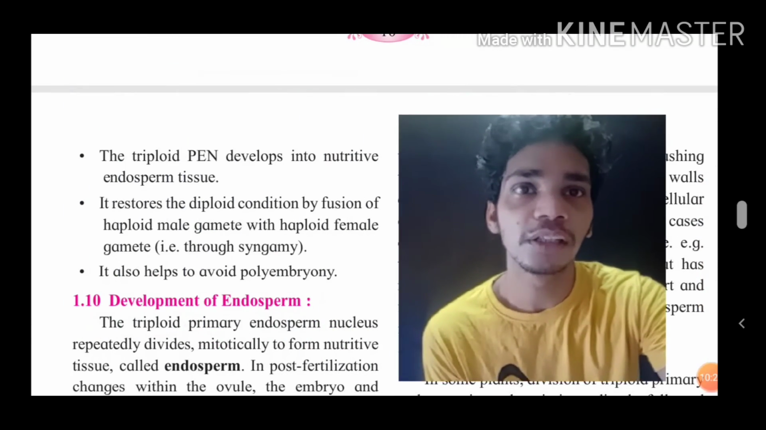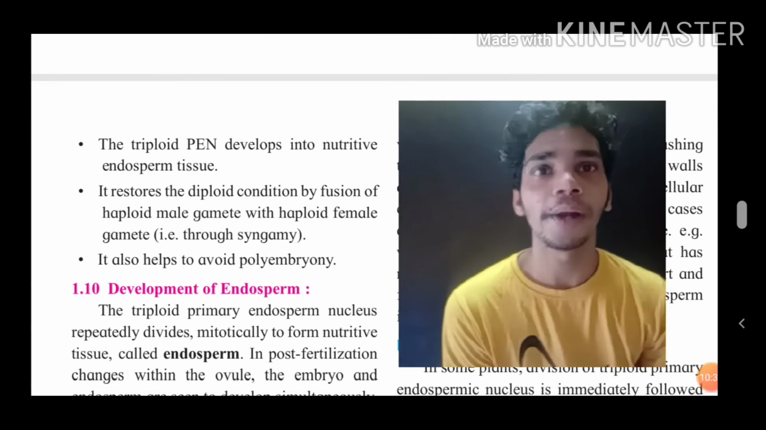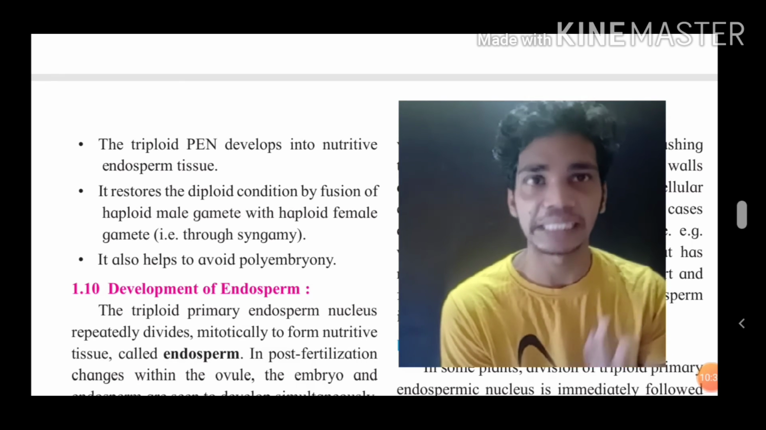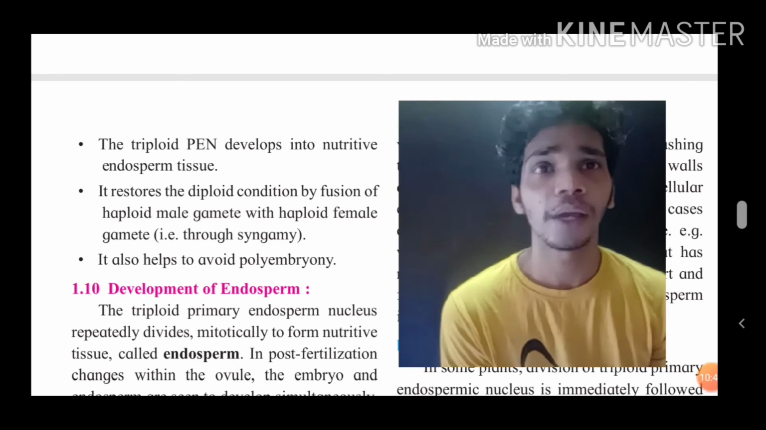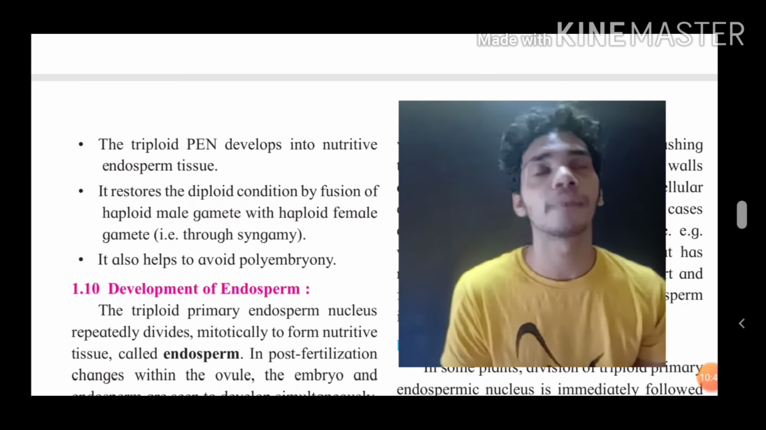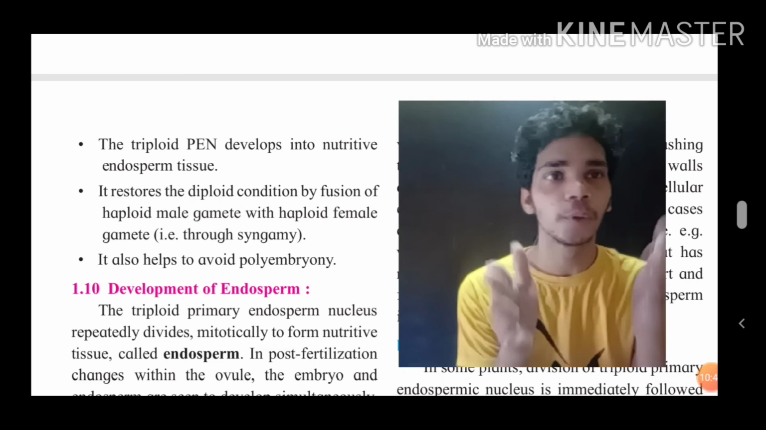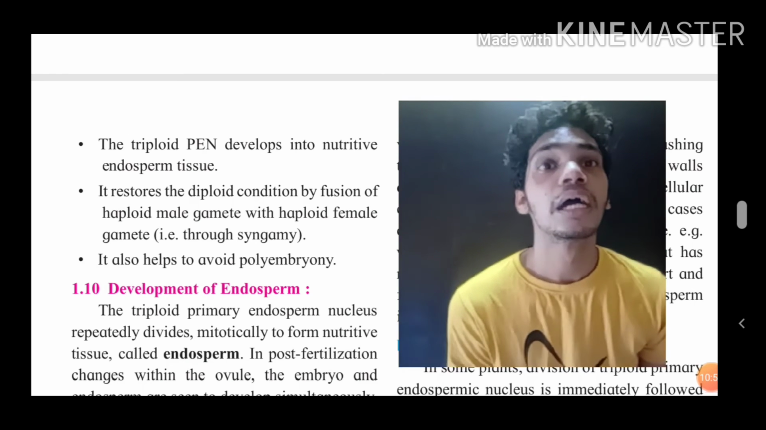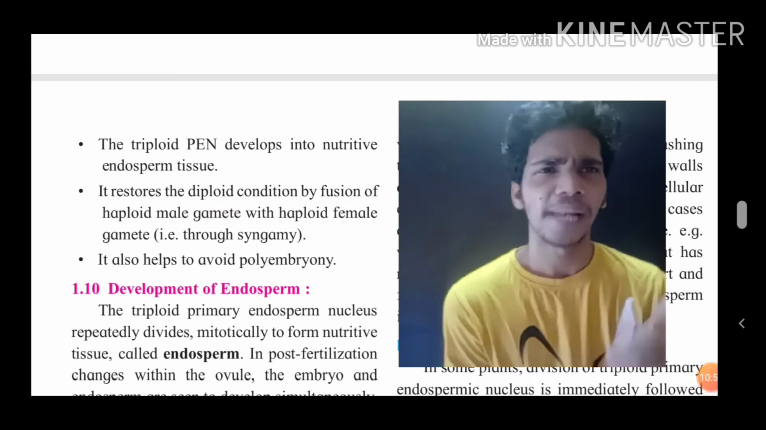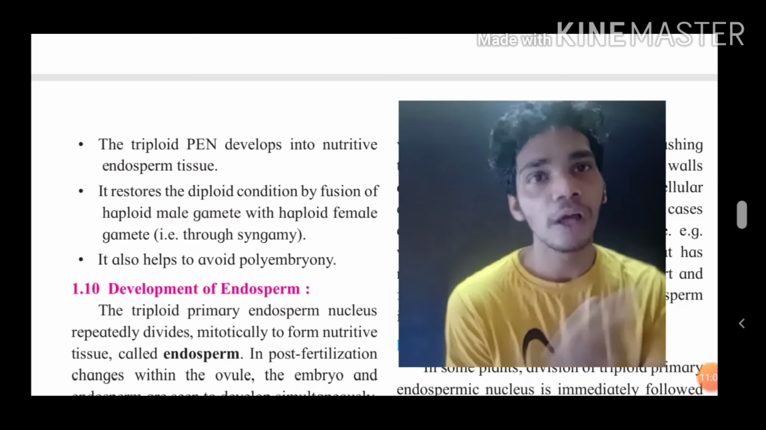When you talk about the third significance, what comes to mind is the triploid PEN. PEN stands for primary endospermic nucleus. It develops into the nutritive endosperm tissue. If, suppose, a mango seed is in between, whatever mango pulp you are eating is nothing but the triploid PEN which develops into the nutritive endosperm tissue. So the plant produces nutrition not for us; actually it acts like a food reservoir for that seed.